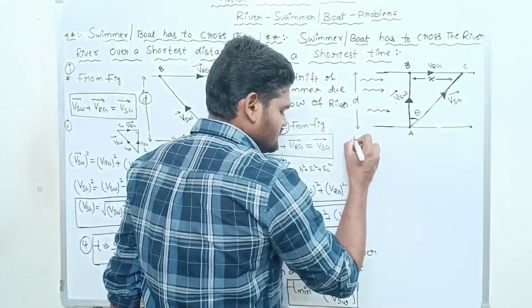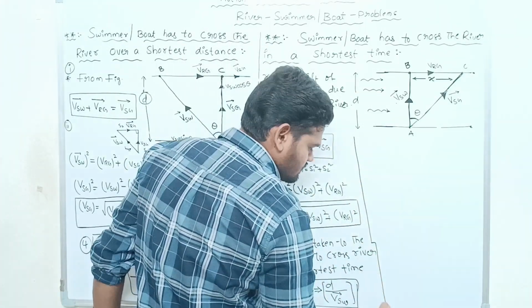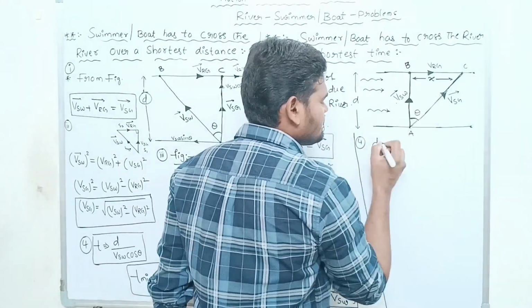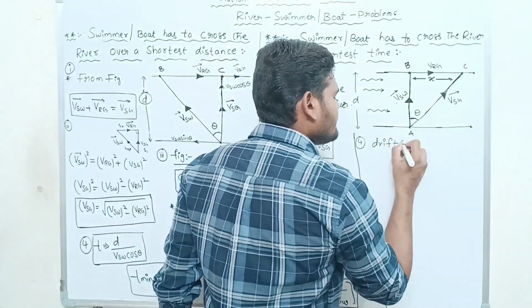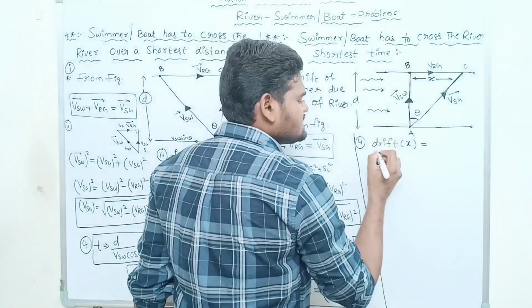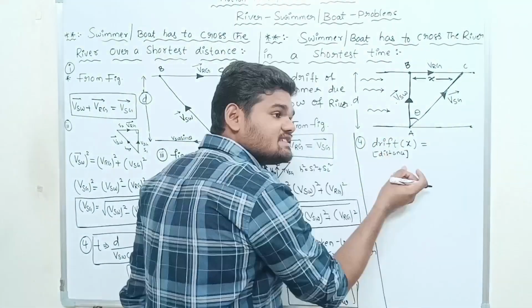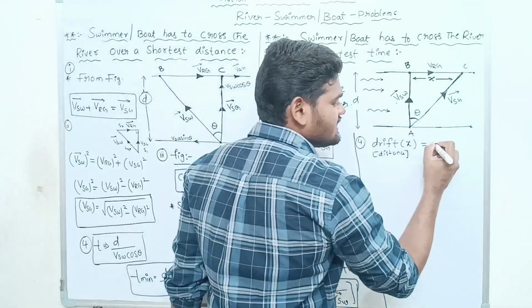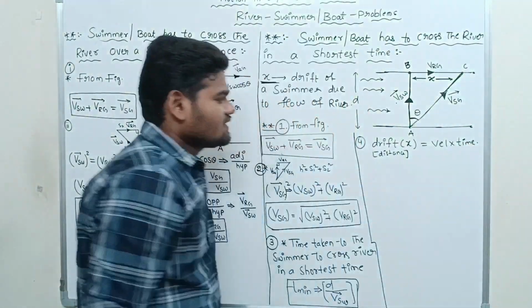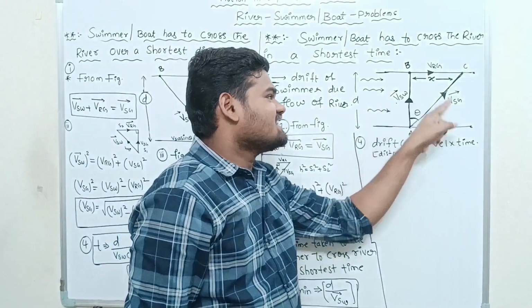So the fourth formula, I wanted to write the equation for drift. So drift x is equal to, drift is nothing but what? It is simply a distance. In general, what is the formula for distance? Distance is nothing but velocity into time. So have a look. Here we have three velocities.